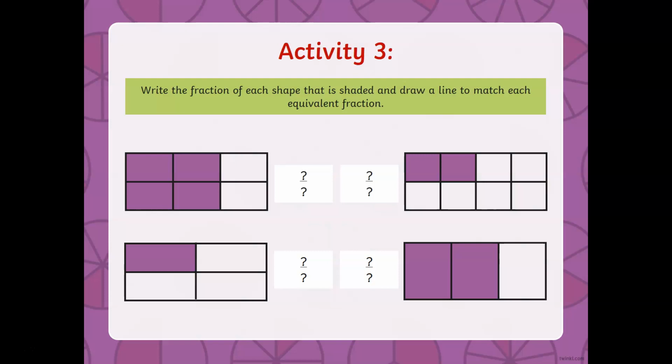Write the fraction of each shape that is shaded and draw a line to match each equivalent fraction. The first one is 4/6. The second one is 2/8. The third one is 1/4. And the fourth one is 2/3. Which fractions are equal to each other? Let's find out. 4/6 is equal to 2/3 and 1/4 is equal to 2/8. Great job. These are the equivalent fractions.